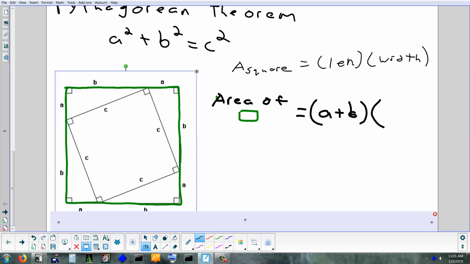A plus B also, right? Yeah, it's the same thing. It's a square, so they're going to be the same. So a plus b on the top, a plus b down the side. So let's distribute that out and see what we get for the area of the big square.